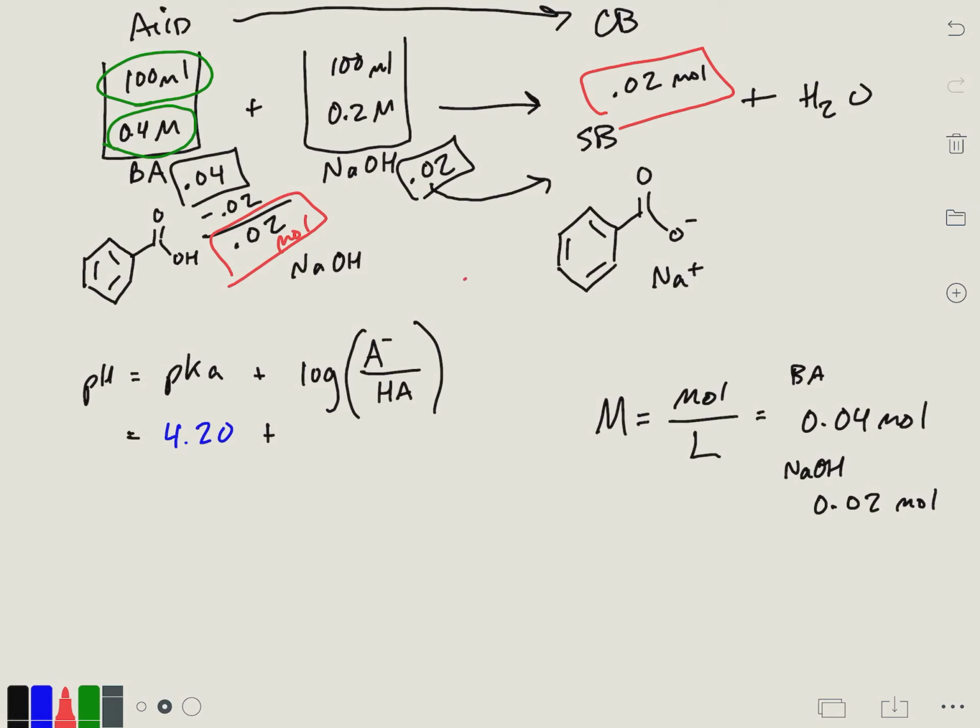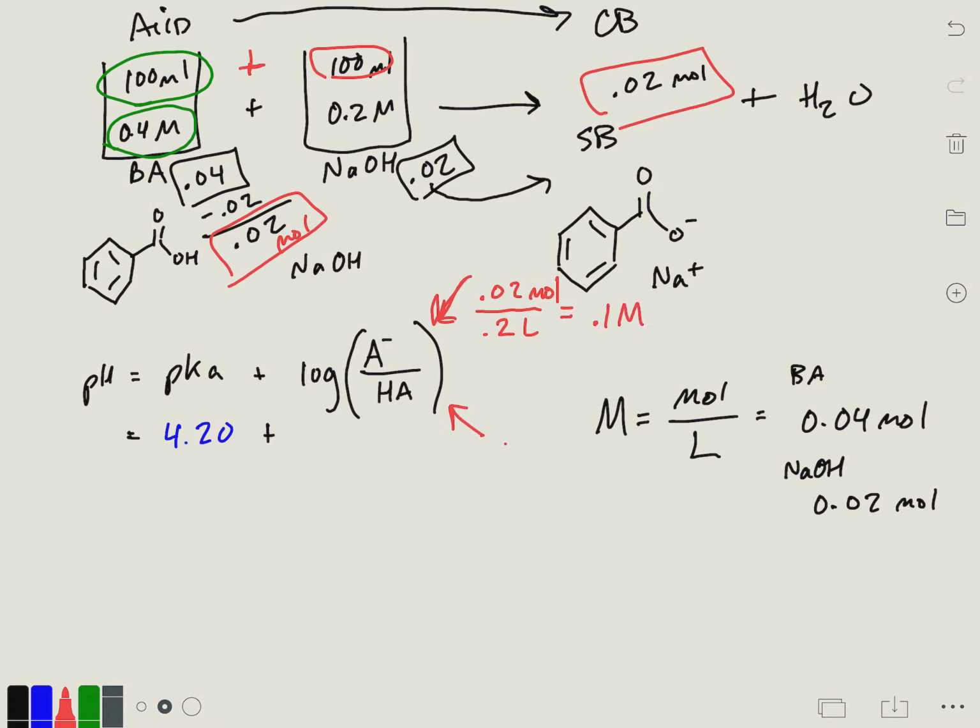One more step. In this equation, we want to put molarities, not moles. So we should put this back into a concentration, meaning we divide the moles by the volume. Don't forget here, we added together 100 mils and 100 mils. So this is a 200 mil solution now. So the new concentration for the conjugate base is going to be 0.02 moles over 0.2 liters, for a grand total of 0.1 molar.